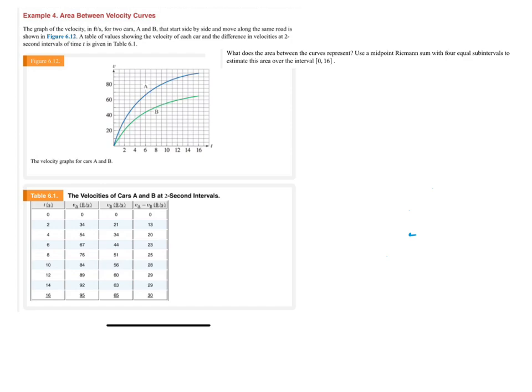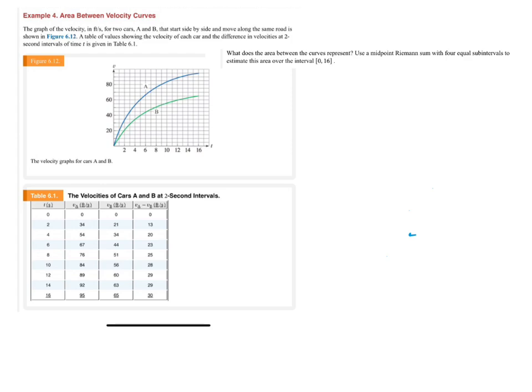A table of values showing the velocity of each car and the difference in velocities at 2-second intervals of time. So the difference in velocities, they're not racing. We've got two cars side by side on the same road with a difference in velocities, and we're trying to figure out what's the difference in the curves. Okay, first of all, what does the area between the curves represent? That's going to be the distance covered.